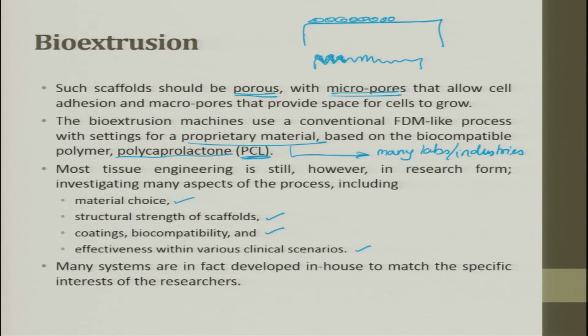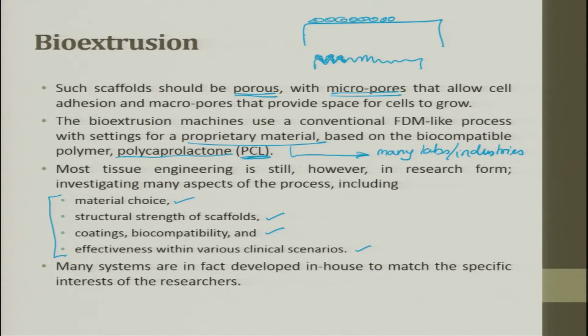Clinical scenario: if you make a bio product or a biomechanic product and you integrate it outside the body, it is easy to get clinical clearance. If it is inside, it needs stringent testing. Okay. So, these are some of the investigations, even now people are executing it. The challenge here is not the machine, the challenge here is the proprietary material. Many systems are in fact developed in-house to match the specific interest of the researcher.